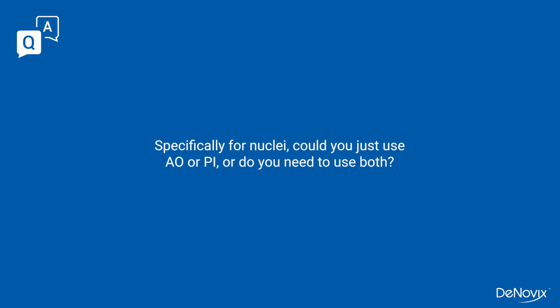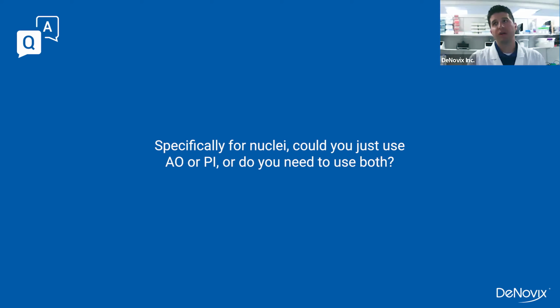Thanks, Ben. Another question that we had in was specifically for nuclei. Can't we just use AO or PI? Do we need to use both? You could use either. You could use one or the other.